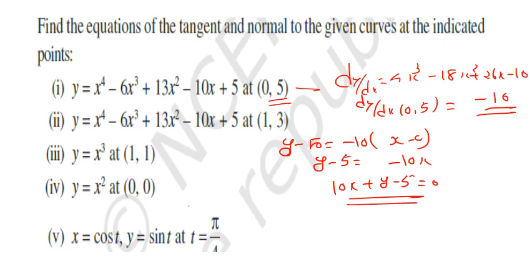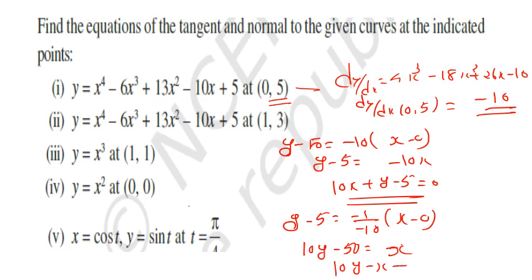And normal. What is the formula for the normal? y minus y0 is equal to minus 1 by dy by dx into x minus x0. That means minus 1 by minus 10 into x minus 0. So 10y minus 50 is equal to x. Therefore 10y minus x minus 50 is equal to 0.